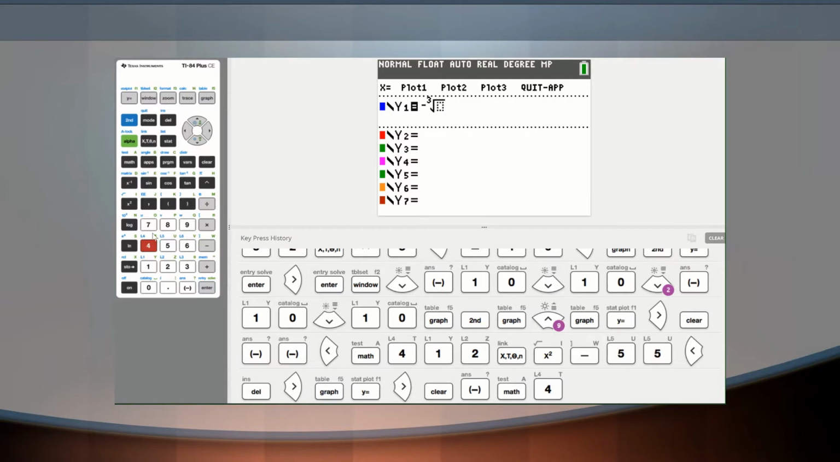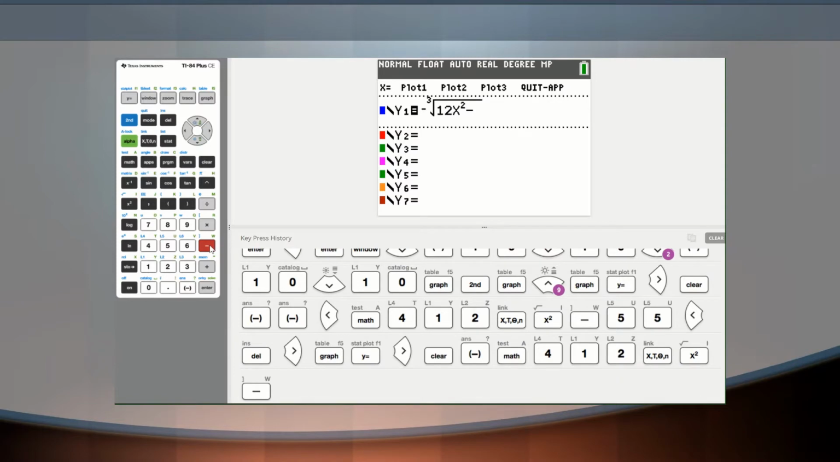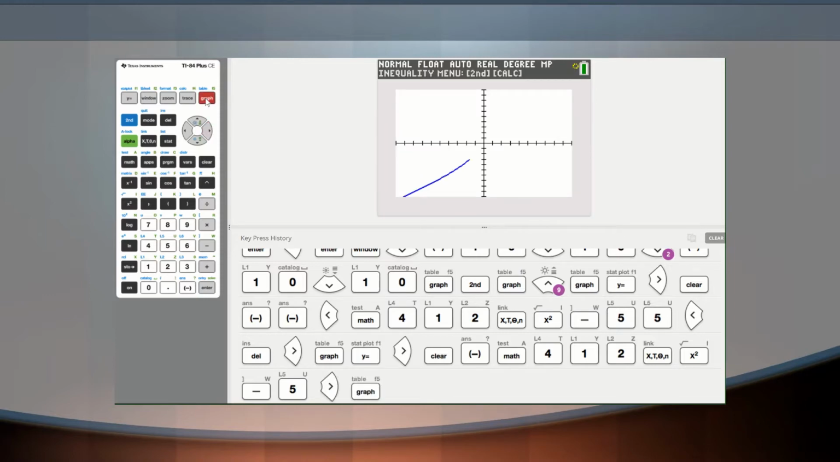So I'll do that. And we got 12x squared minus 5. All right, clear that. Let's take a look at the graph. You can see it's got kind of a weird loop in there. Actually, if you look at where that loop is, it is at the y-intercept, which we'd already determined was the square root of 5. No, cube root of 5. Cube root of 5.